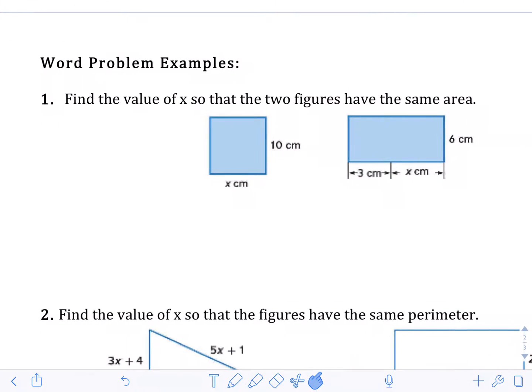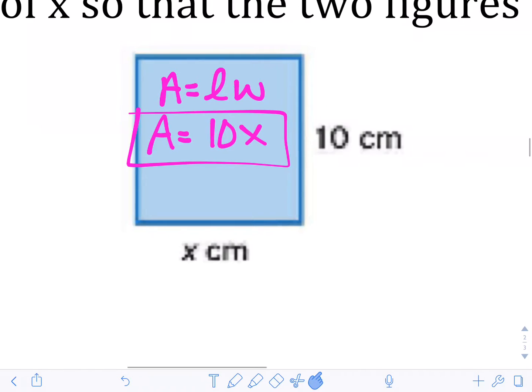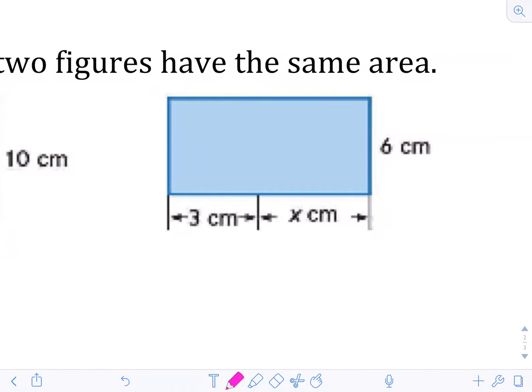Alright, word problem examples. And then we are done. So it says find the value of x so that the two figures have the same area. Okay, so here, this first one, I know what my area is equal to. So area is always length times width. So my area here is 10 times x, and there's nothing I can do there, so that's the area for this first box. For the second box, my area is length times width.